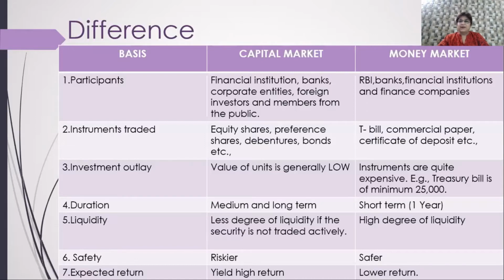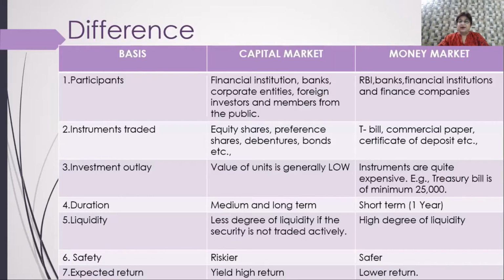Now duration, capital markets for medium and long term. Now children remember long term, but they forget medium. So capital market is for medium and long term, whereas money market is for short term. Then less degree of liquidity because you're holding the securities for a longer time. And in money market, you get your money back within 1 year. So there's high degree of liquidity. Liquidity means it being converted into cash.